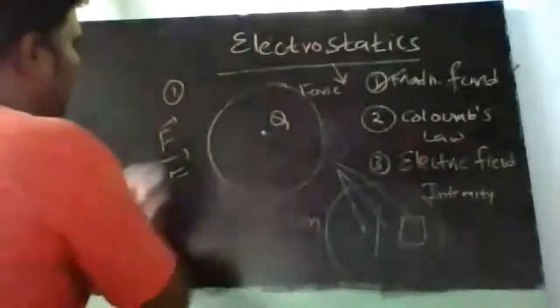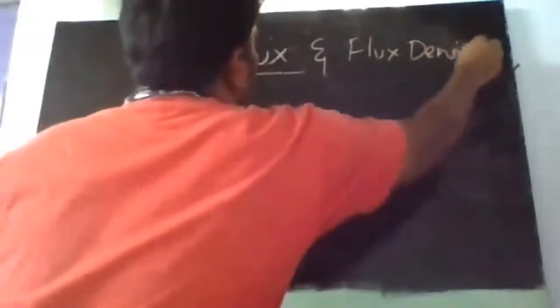So therefore, we go for the second method for calculating the electric field intensity. The second method is based on Gauss law. What is this Gauss law? We'll study later. But before that, we need to study a concept called flux, electric flux, and electric flux lines. Flux and flux density. So what is this flux and what is this flux density?